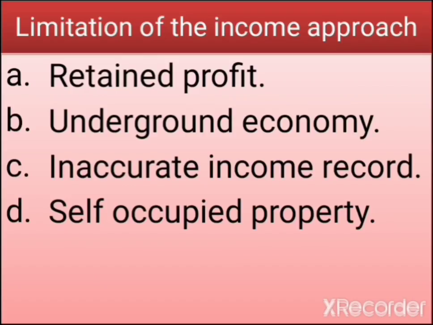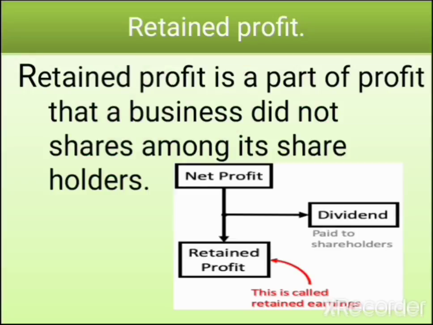One of them is retained profit, underground economy, inaccurate income record, and self-occupied property. So now we'll take a look at each of them. Let's look at retained profit. Retained profit is the part of the profit of a business that is not shared among its shareholders.